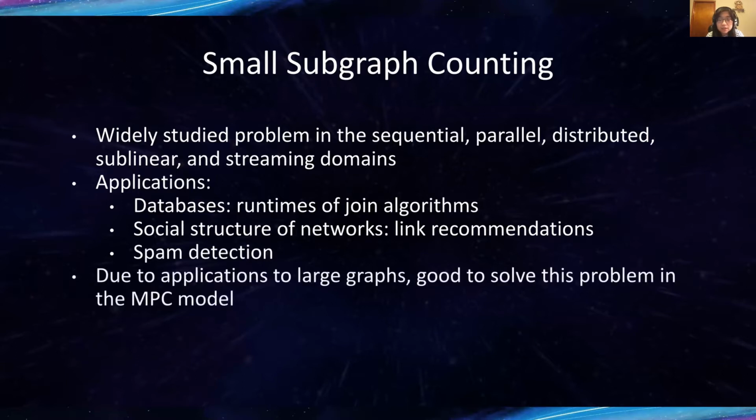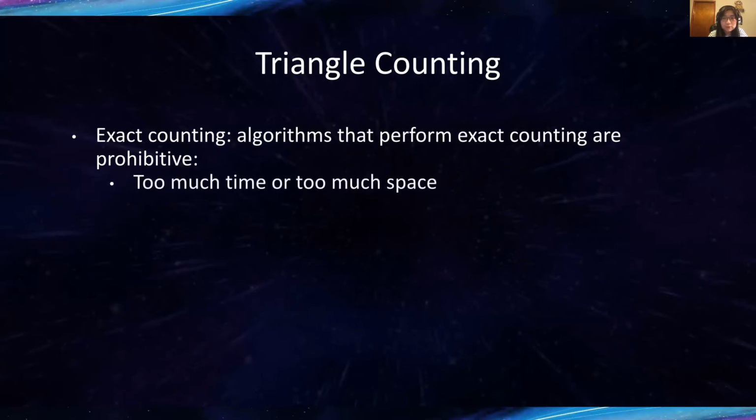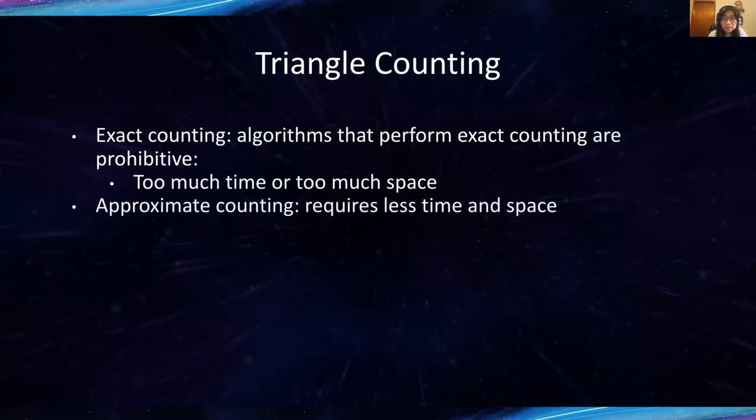Due to the applications of this problem to large graphs with millions or billions of edges, it seems important to theoretically analyze this problem in the MPC model, which is a model that is meant to handle processing of such large graphs. In the context of triangle counting, in many scenarios, algorithms that perform exact counting are too prohibitive in general graphs. They take up too much time or too much space or both. Approximate counting, on the other hand, oftentimes requires less time and space.